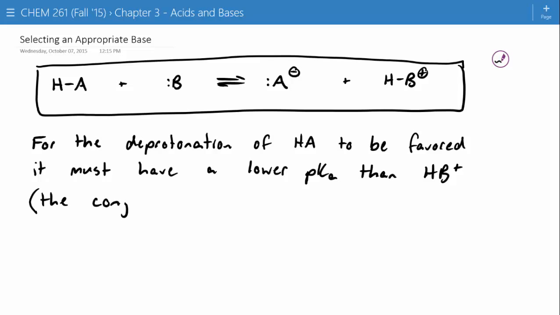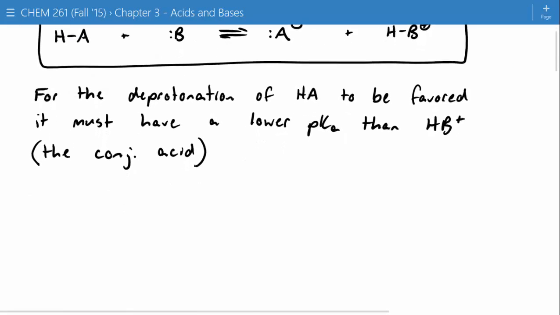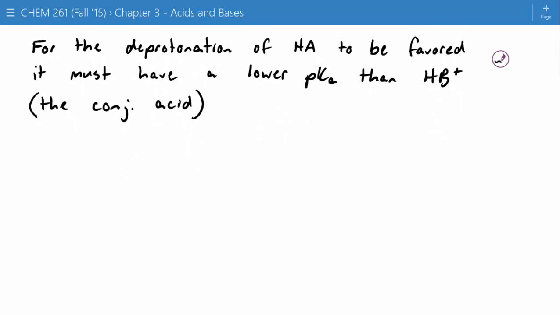And HB plus is our conjugate acid. All right, so let's take an example of what I mean by this. An example I have is using acetylene, and acetylene's got H, carbon, triple bond, carbon with the hydrogen. The question is, what base can we use in order to deprotonate this?